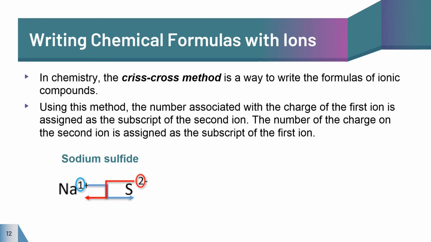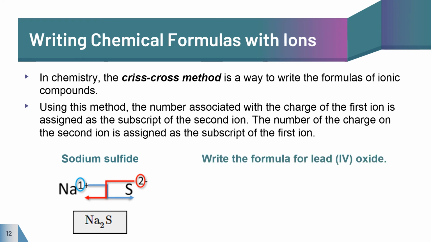Now, what we're going to do is to place the charge of sodium as a subscript of sulfur atom. On the other hand, we're also going to place the charge of sulfur atom as a subscript of the sodium atom. So the answer would be Na2S. So in this particular example, we did not indicate number 1 because it's already understood that it possesses one atom. So we just included number 2. So we have Na2S.